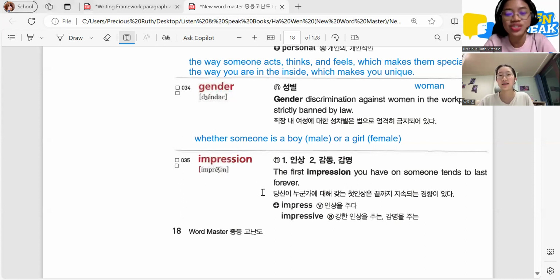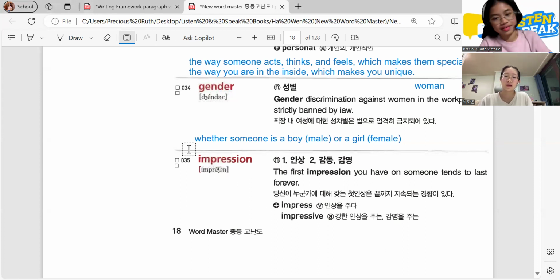Impression. Yeah, impression. Okay, please read. The first impression you have when someone turned to last forever. Okay. Do you know what first impressions are? Like for me, my first impression of Haun is she is shy. She always smiles and she's kind. A first impression is like you think this person is like this, or she has this kind of personality when you just see her at first.